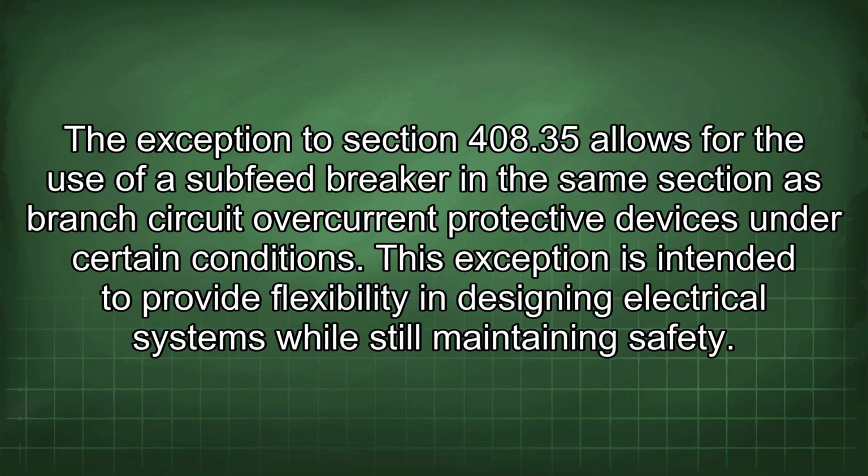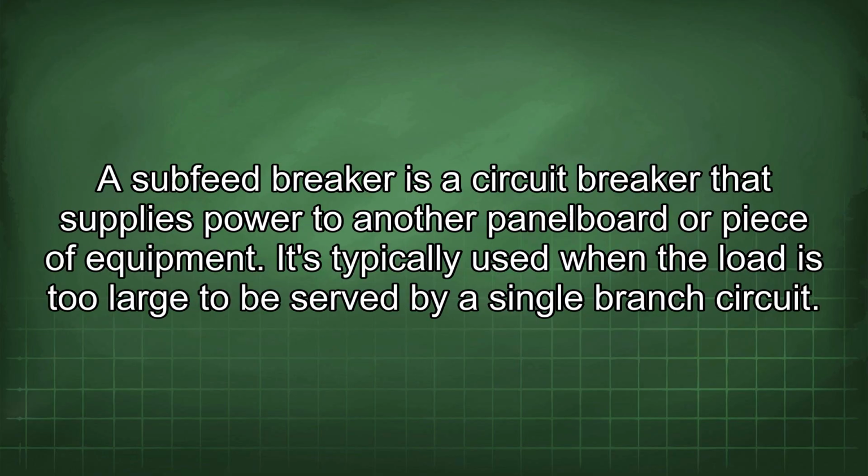The exception to Section 408.35 allows for the use of a subfeed breaker in the same section as branch circuit overcurrent protective devices under certain conditions. This exception is intended to provide flexibility in designing electrical systems while still maintaining safety. A subfeed breaker is a circuit breaker that supplies power to another panel board or piece of equipment. It's typically used when the load is too large to be served by a single branch circuit.